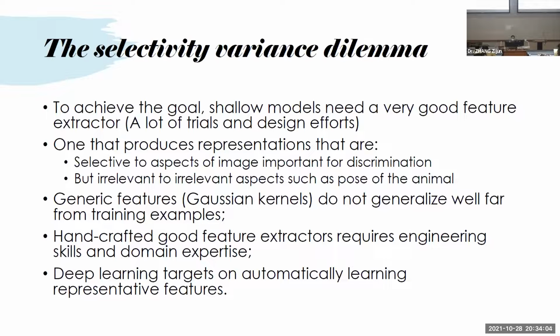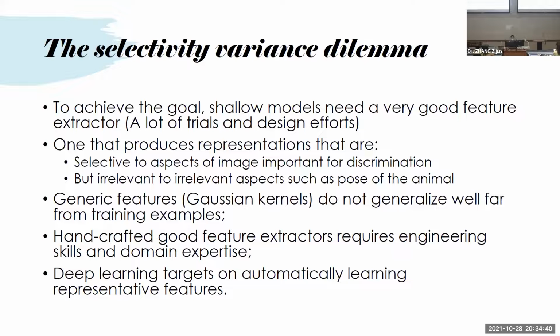And generic features like Gaussian kernels do not generalize well far from training examples. Handcrafted good features require engineering skills and domain expertise. Basically, some people who have been working in image processing with handcrafted features for many years, once they get an image, they know how to develop good features for it. But for a new person, it could be time consuming. It's basically a trial and error process.